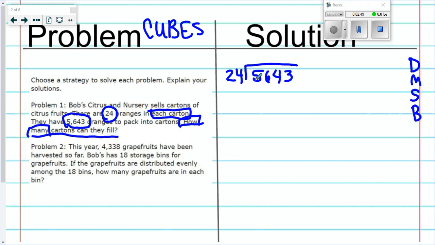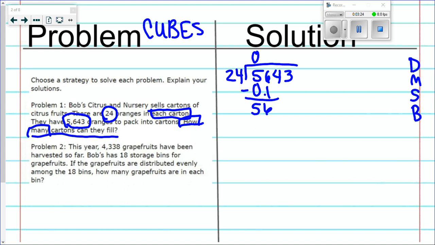I'm going to first look to see how many groups of 24 I can make out of just this 5. We're actually looking at 5,000, but I'm going to look just at each digit by itself. So I know that's going to go 0 times. I'm going to subtract and bring down. Now you might say, why do I need to put that 0 there to hold that place? It's important so that we keep our answer to this division problem in our place value position spots, so we actually know when our answer is complete and the problem is finished.